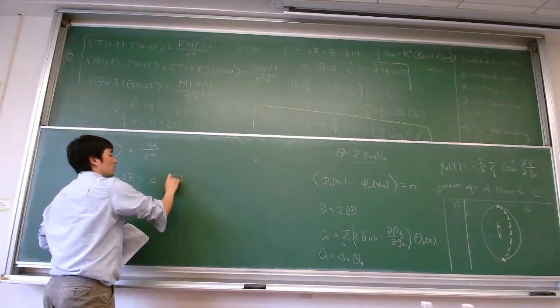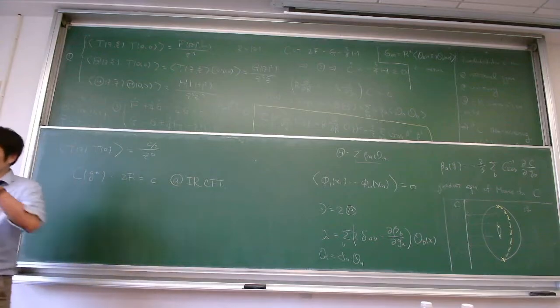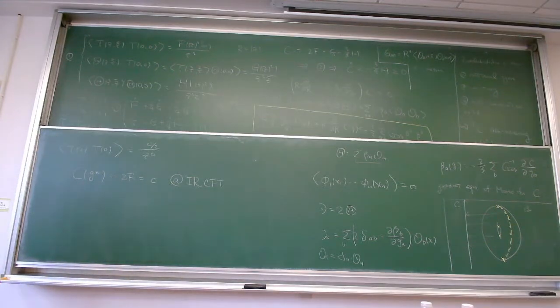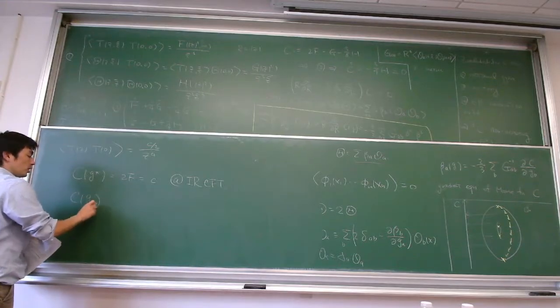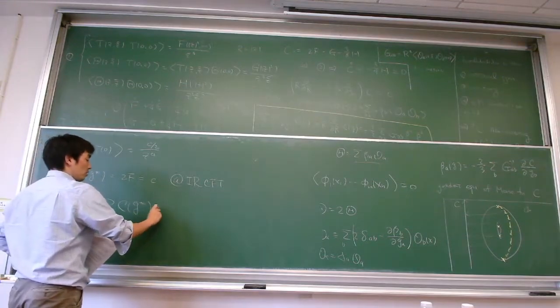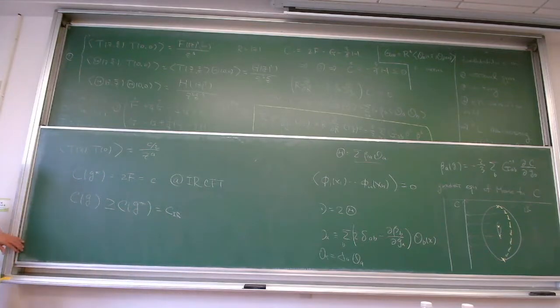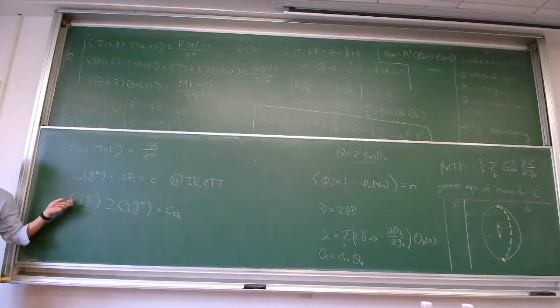IR CFT. So this is the derivation of the thermal theory. So therefore, C of G is always greater than C of G star, which is equal to C IR. So therefore, under the renormalization group flow, the function C is non-increasing, so most likely just a decreasing quantity.